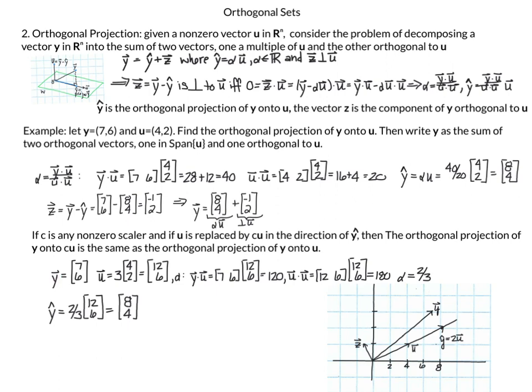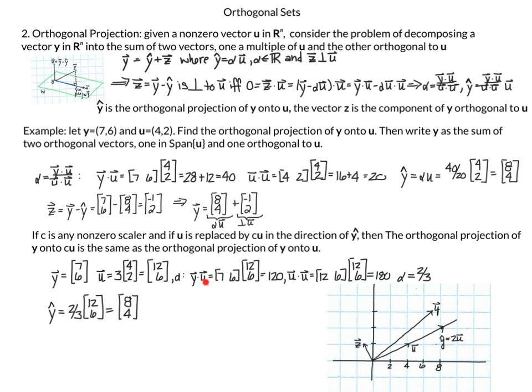So again, y is equal to (7, 6), u is equal to (4, 2). Let's say we replaced u with some constant times u. Let's say that constant is 3. So u now is equal to (12, 6), but our original u, up here, is (4, 2). Then the orthogonal projection of y onto cu is the same. So the orthogonal projection onto (12, 6) is going to be the same as the orthogonal projection of y onto u. Let's look at that.